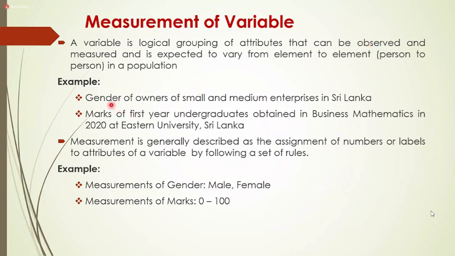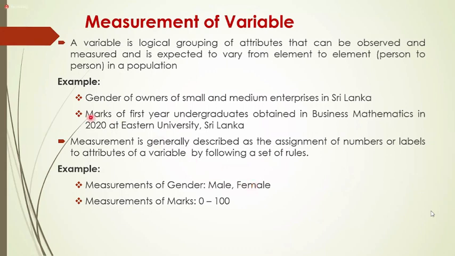Now we are looking at the first example, gender of owners of small and medium enterprises in Sri Lanka. So here our element is the owner of a small and medium enterprise. Here we are looking at the gender. So gender of owners is a variable. And what are the measurements for this variable? Male and female.